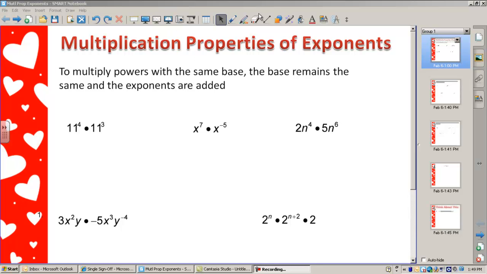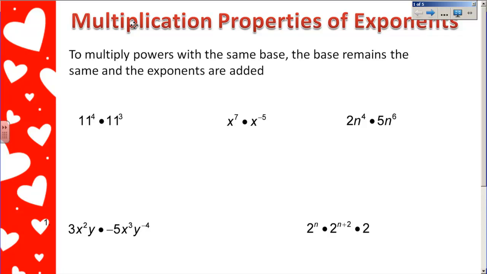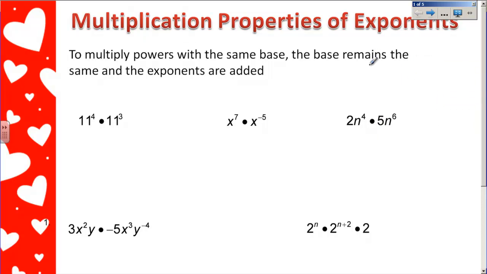Okay, today we are going to take what we were talking about with integer exponents and extend it to multiplying things that have exponents. We're going to learn some properties of multiplication with exponents. There are three rules we're going to talk about today. The first one is this one.